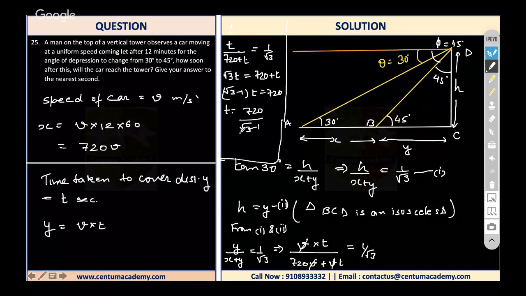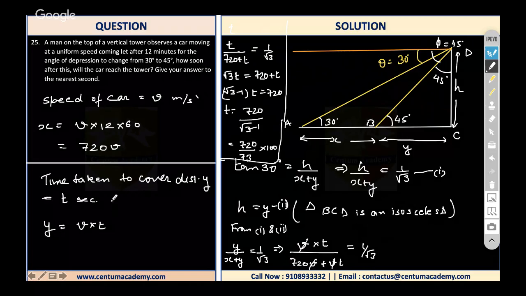Now root 3 is our 1.73. So 1.73 minus 1 gives t equal to 720 upon 0.73, right? Which can be written as 73 by 100. So now if you see, this is around 0.99. So around how many seconds? I think it is 90, so around 9,000 seconds. So I'll have to do some calculations.